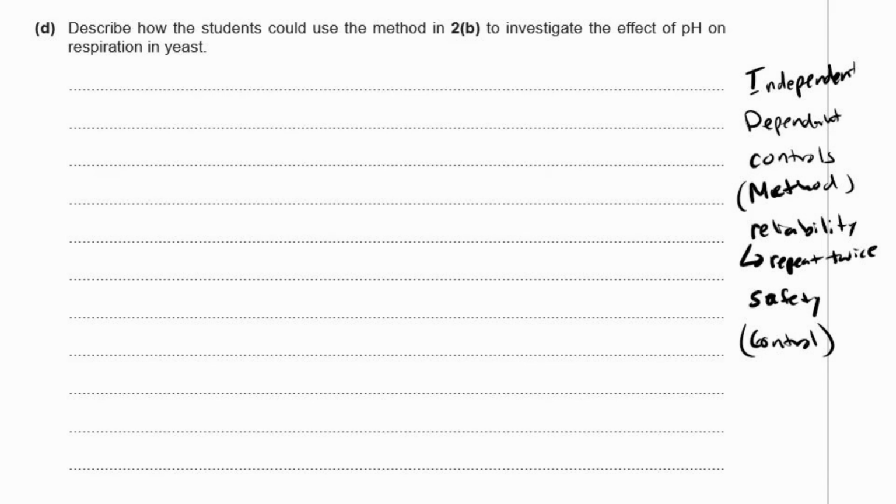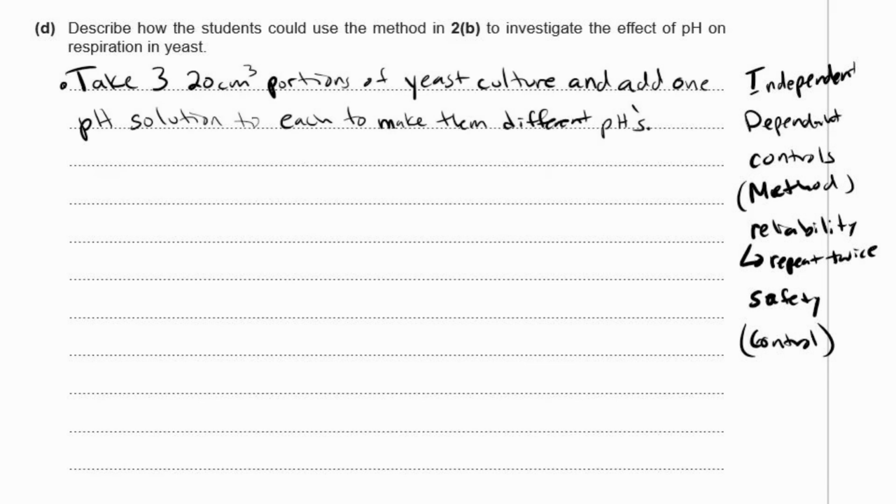Okay, so we're going to start with the independent variable. Okay, you're measuring the difference in the pH. So that means you need to change the pH. Okay, so the first thing you could write down, keep in mind you can always use different wording. Take 3 or 5. 5 is a really good number. 3 is the minimum, 5 is better.